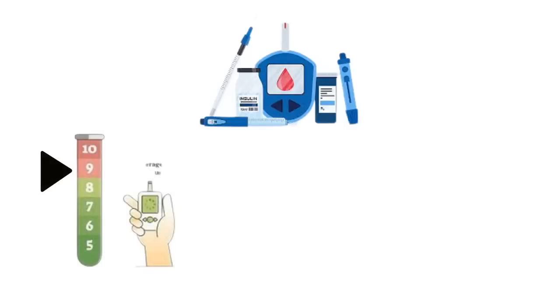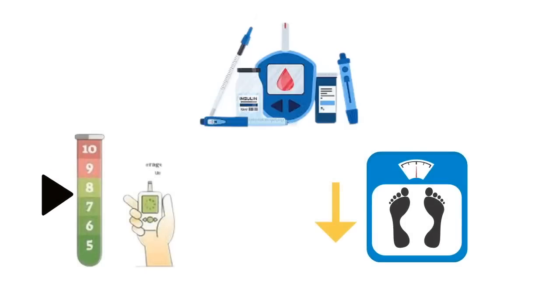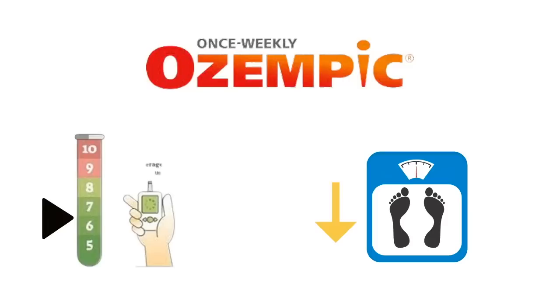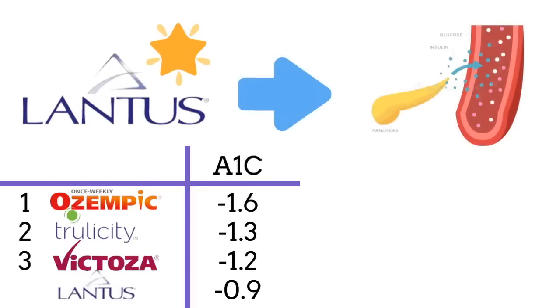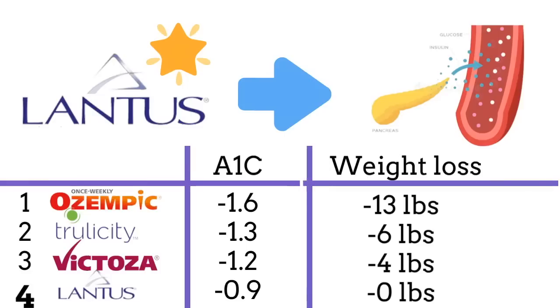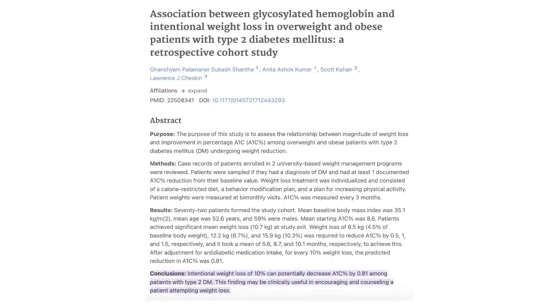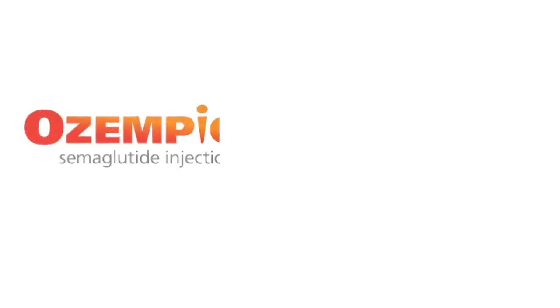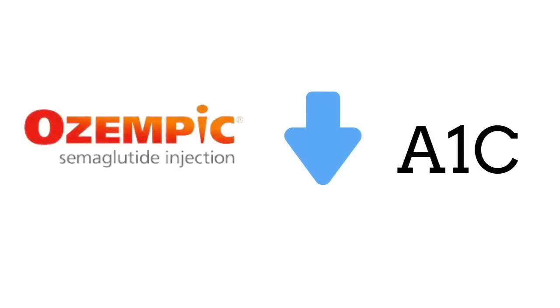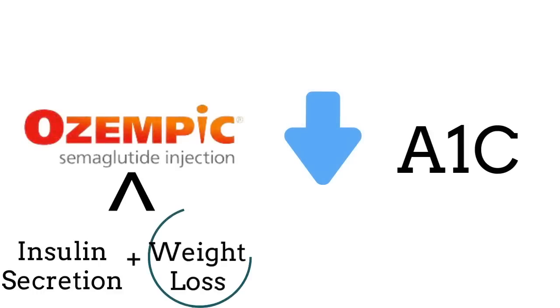So wait, all GLP-1 diabetes medications lower A1C and produce weight loss. But Ozempic lowers A1C the most and drops weight the most. If Lantus, the drug that is best at improving insulin secretion, didn't lower A1C the most, wouldn't that mean that weight loss is not only a factor, but a crucial factor for lowering A1C? Previous studies have shown that weight loss on its own also lowers A1C. So isn't it a fair assumption to make that the reason why Ozempic lowers A1C the most is because it also lowers weight the most?